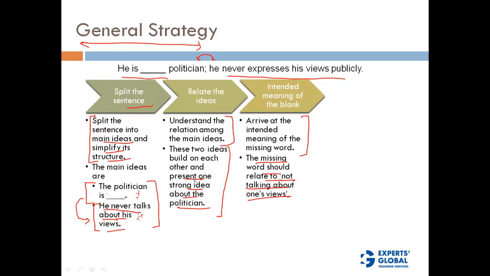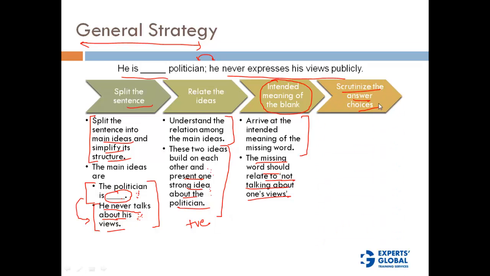Why is it going to be similar? Because these ideas are related to one another in a positive sense. They are not opposing each other. In fact, they are supporting each other. So this missing blank should also be talking about the fact that the politician does not talk about his views. So now we have some idea about the missing blank.